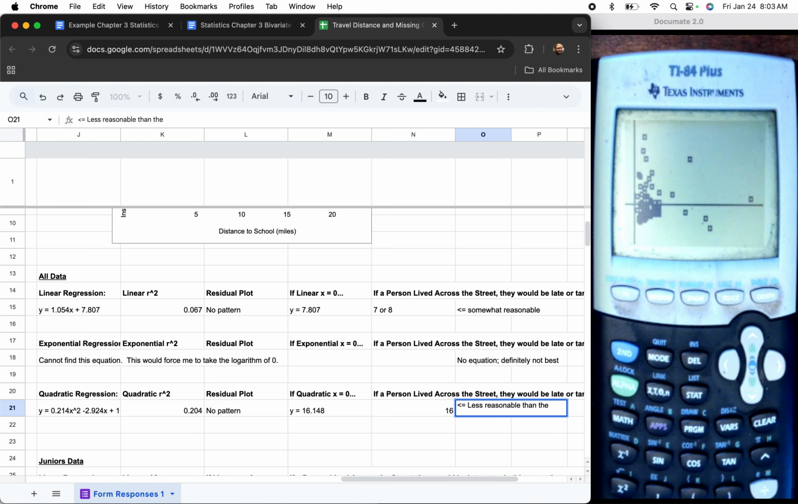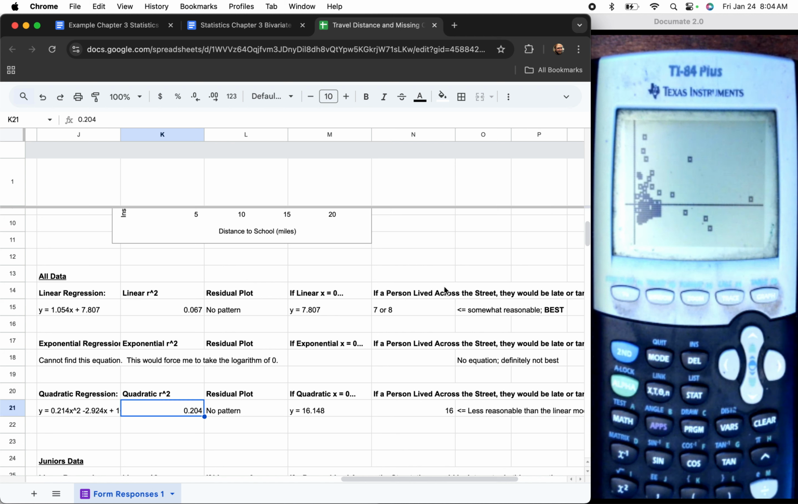So I'm going to give myself a little mark that because there's no pattern to the residual plot, and the result of a very, very small number seems more like what we would expect if somebody lived right across the school. Maybe they would be late or absent a few times, but not 16. 16 is kind of a big number for that. Even though the r squared is smaller than the quadratic, it looks like our best equation is the linear regression.